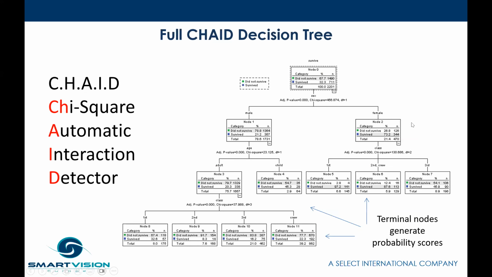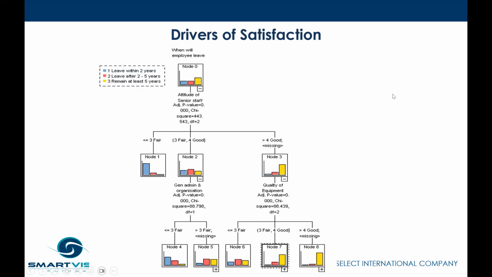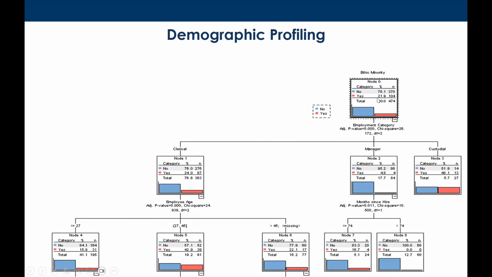Okay, just in the last minute or so taking you through that, remember that we can also use decision trees for drivers of satisfaction. We can use it for demographic profiling. So if this is a particular group or a particular demography, and we're saying, well, who belongs to that demography? We can click on that.